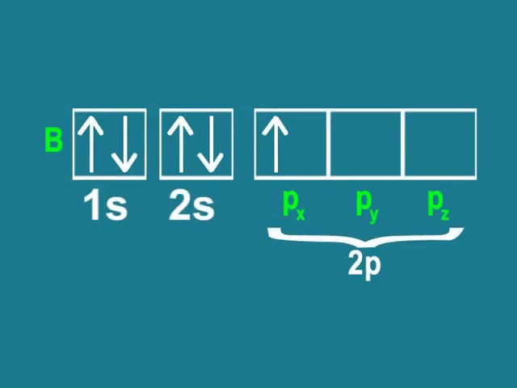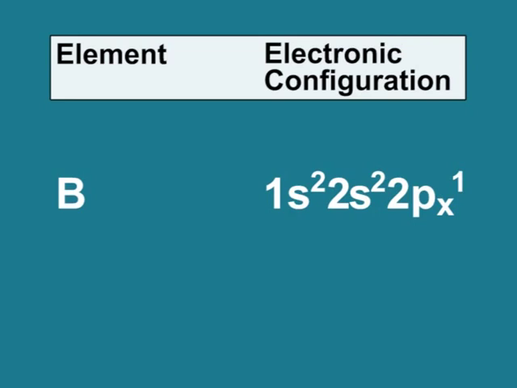In boron, two electrons having opposite spin are shown in 1s orbital and 2s orbital each. It has one unpaired electron in 2p orbital. Its electronic configuration is 1s2, 2s2, 2px1.